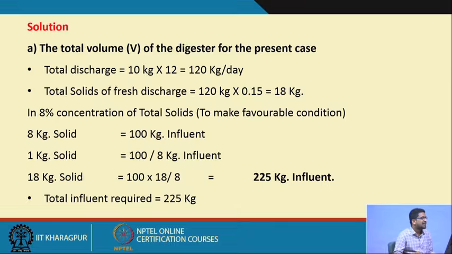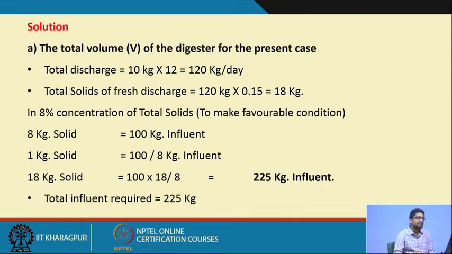Now, we will be calculating the total volume V of the digester for the present case. See here, the total discharge is 10 kg of cow dung arriving from the 12 cows, which is 120 kg per day, and the total solids of the fresh discharge will be 15%, that is 120 kg into 0.15, which is equal to 18 kg.